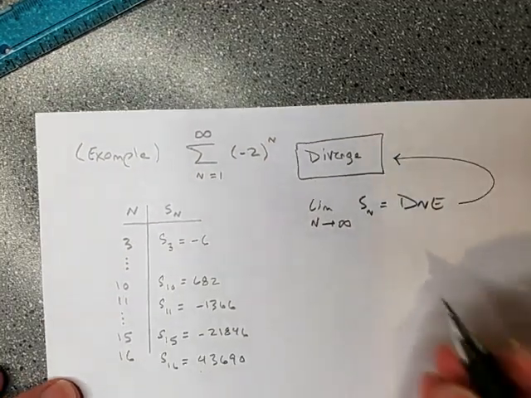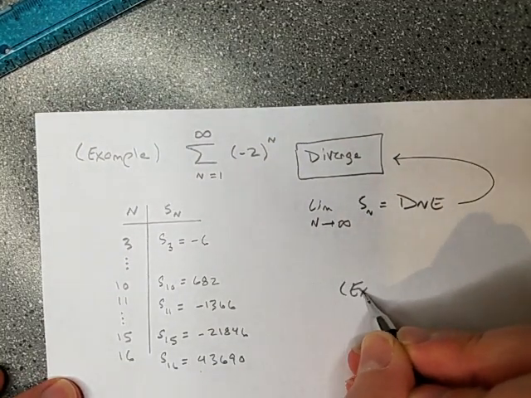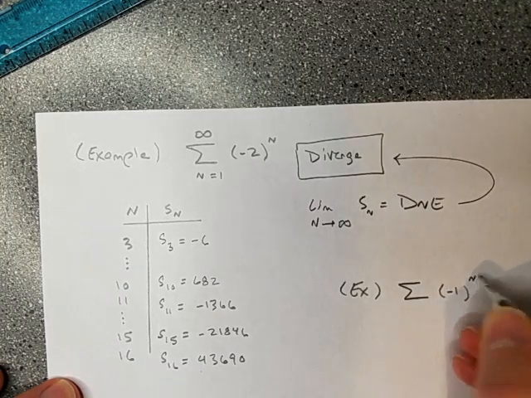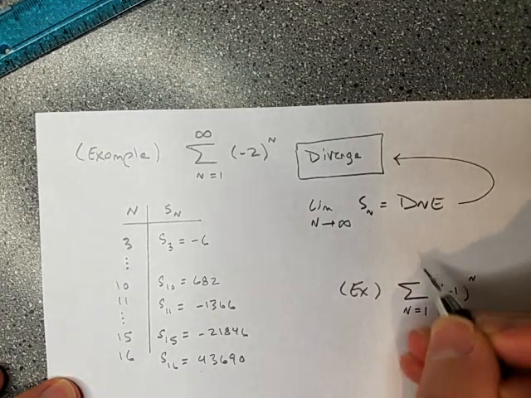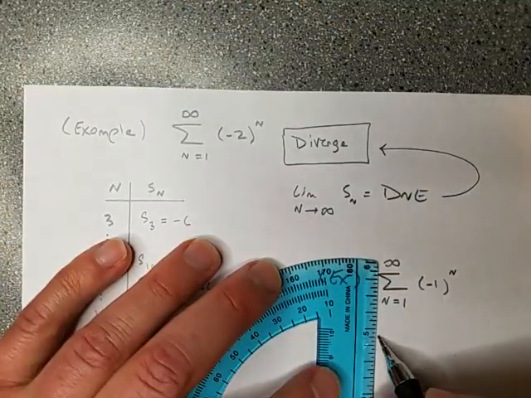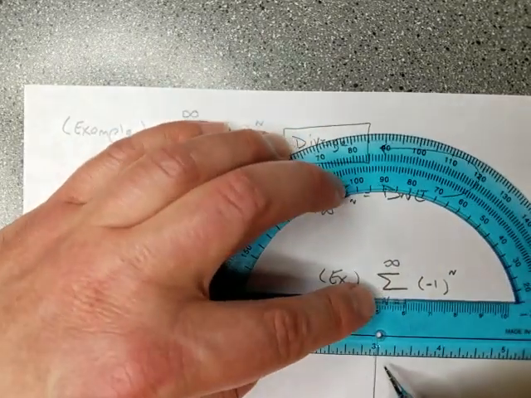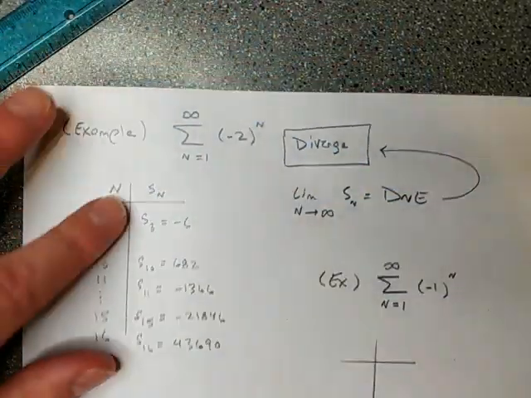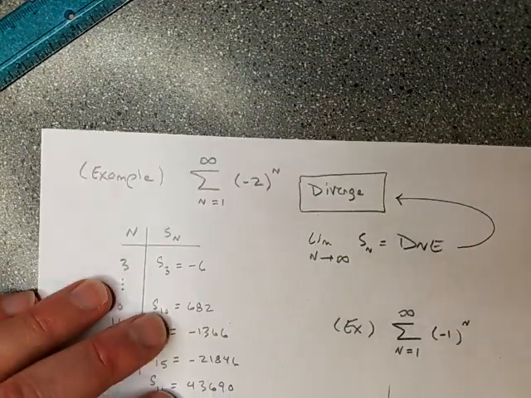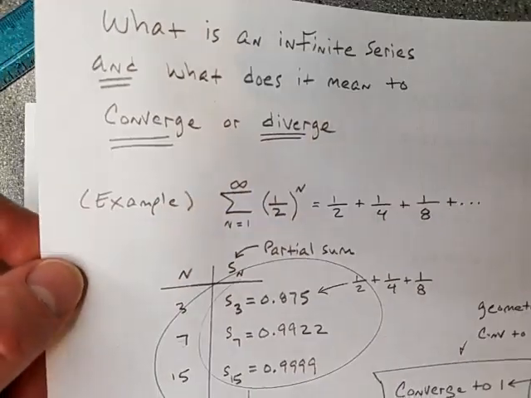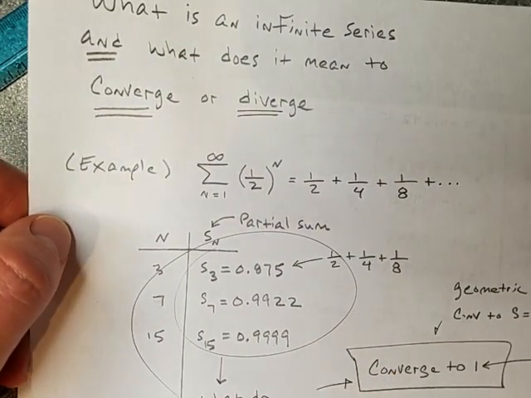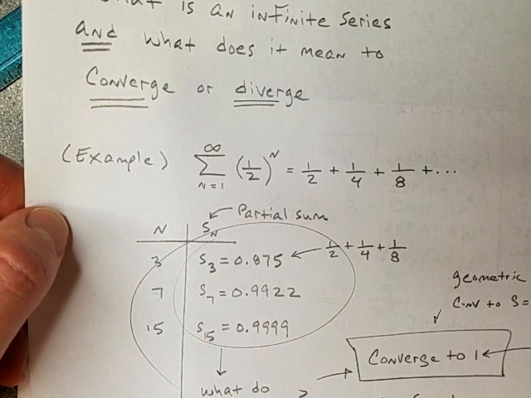Real quick, another series that would diverge would be like this one. This one will be pretty easy, right? You should see that one diverges. And again, for this video, I really just want to look at the numbers so that you get a feel for what happens in a series, because many people who take Calculus 2 confuse the partial sums with the terms. All right, and I don't want that to happen for you.